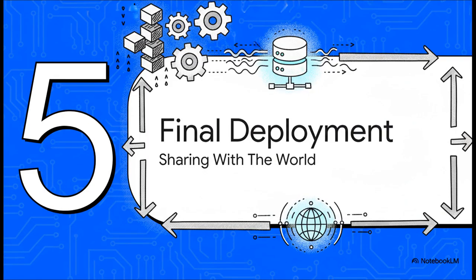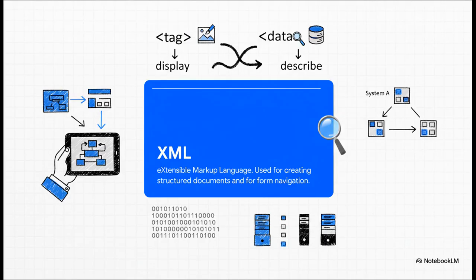All right, we are so close. We've built the structure, we've powered up the engine, we've connected all the data. The final step in our construction project is deployment. This is all about packaging our application up and opening the doors to the public. A big part of deployment is being able to share data with other systems, and that's where the syllabus brings in XML.